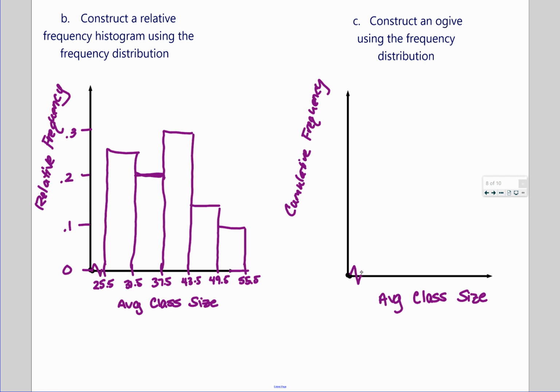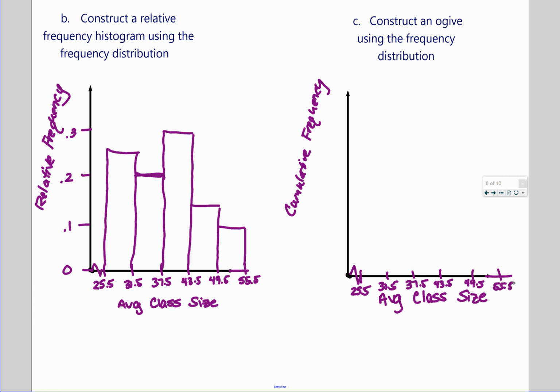So I like the boundaries, because 25.5 is before any of our data has started, so that ensures that we start at 0 when we make this. Then 31.5, 37.5, 43.5, 49.5, and 55.5.